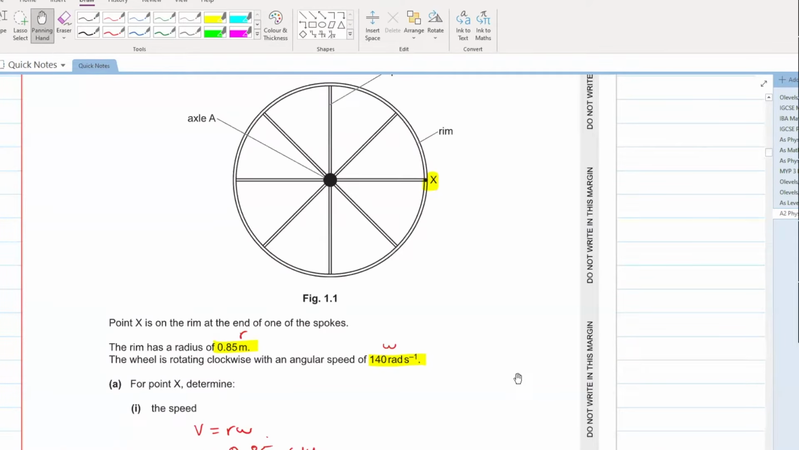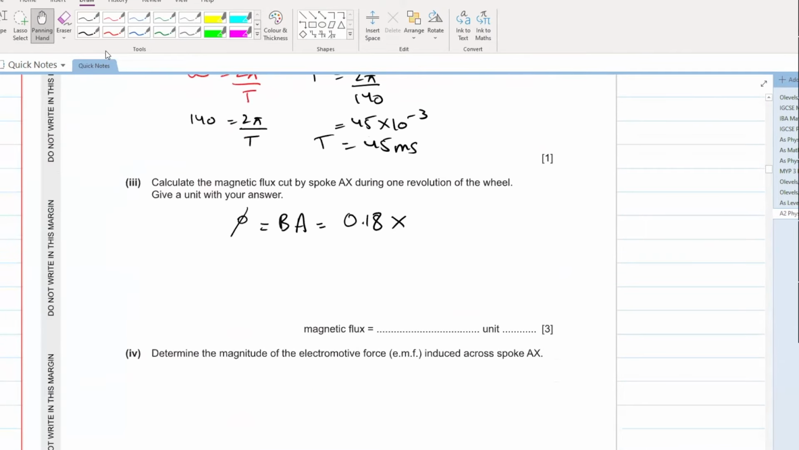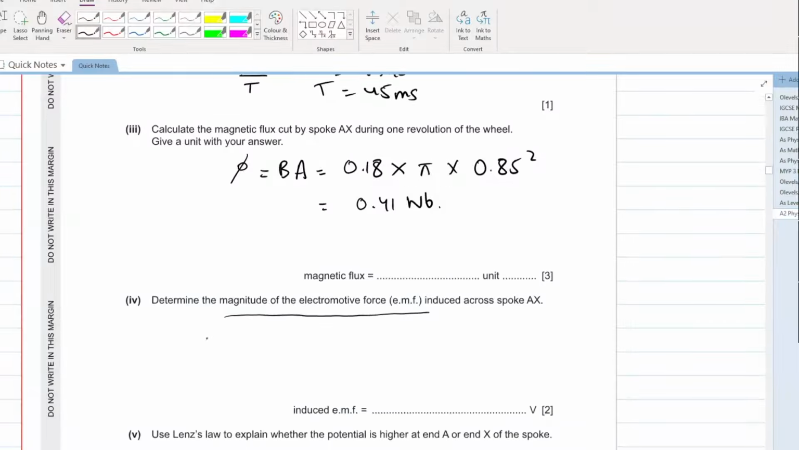This is a circle. So you can calculate the area using which formula? Pi r squared. So multiply by pi into the radius, that is 0.85 squared. Can anyone calculate the magnetic flux? Magnetic flux comes out to be 0.41 Webers. Simple as that. Determine the magnitude of electromotive force. You have to determine EMF now.